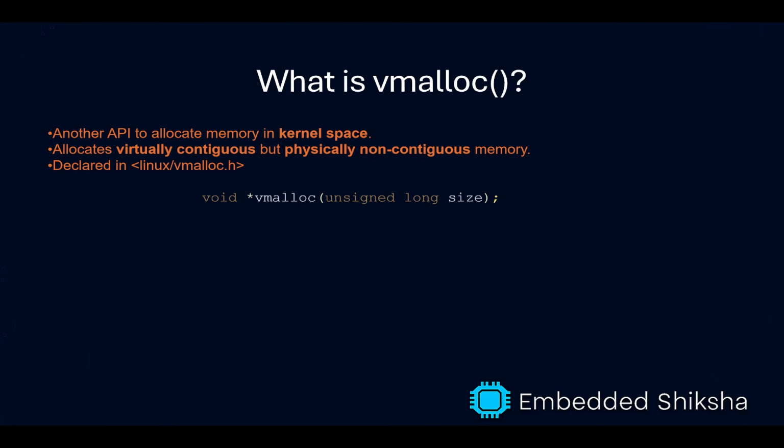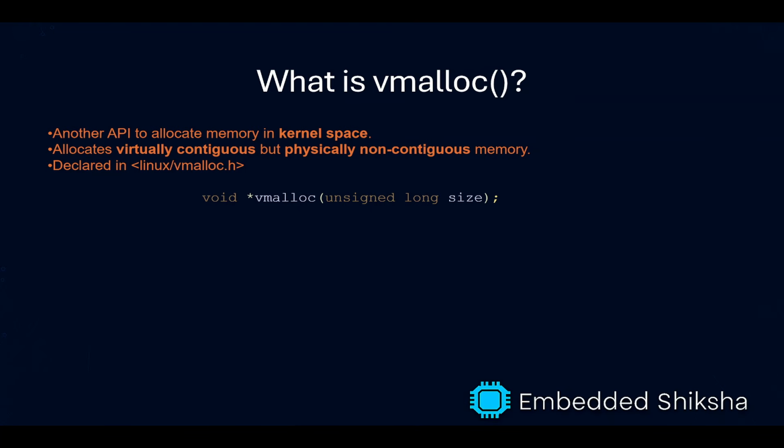Right, so now let's understand what is Vmalloc. Vmalloc is another way of allocating memory in the Linux kernel, other than the way we allocate memory using Kmalloc. So another method of allocating memory in a kernel driver is Vmalloc. As the name suggests, Vmalloc means virtual memory allocation.